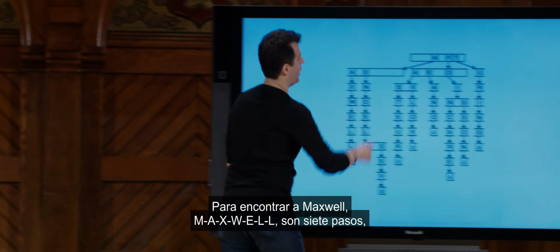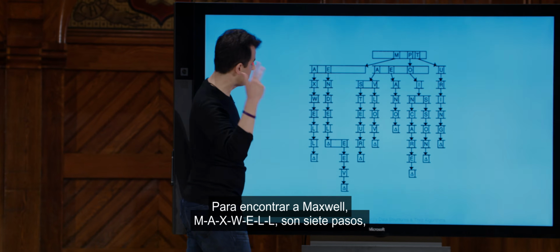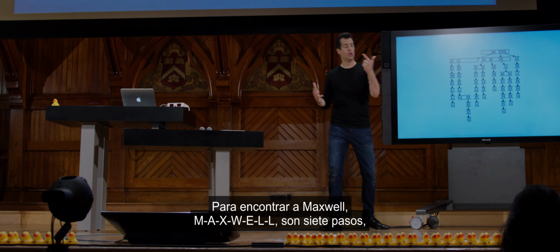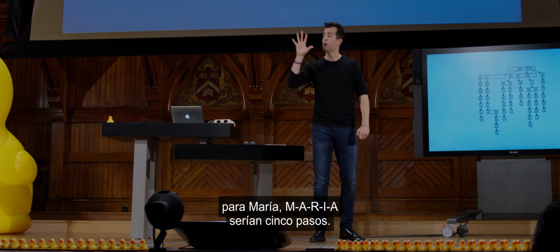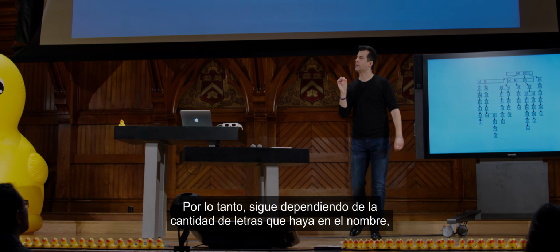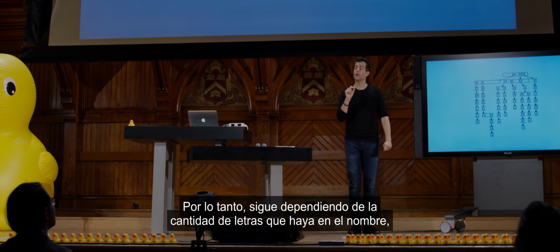Well, to find Maxwell, it's M-A-X-W-E-L-L. So that's 7 steps. For Maria, it'd be M-A-R-I-A. That would be 5 steps. So it's still dependent on the number of letters in the name.